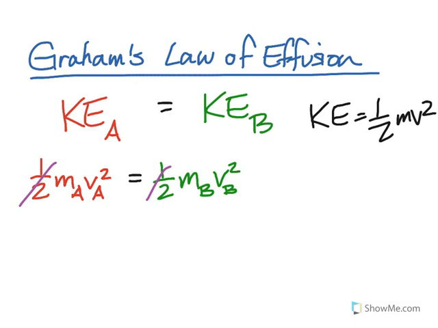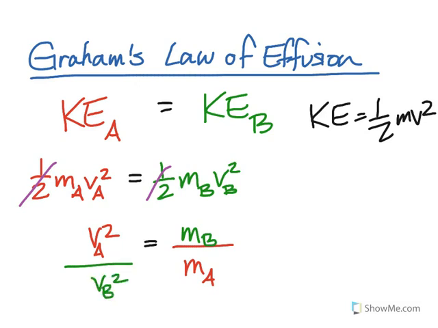So remember that rate, in this case, is just the velocity of the particle to effuse, to pass through that tiny opening. So why don't we divide both sides by VB squared and divide both sides by MA. So let's write that out. VA squared, and this will be equal to, and I'll divide this by MA over here. And then let's fill this in, MB, and this will be VB squared.